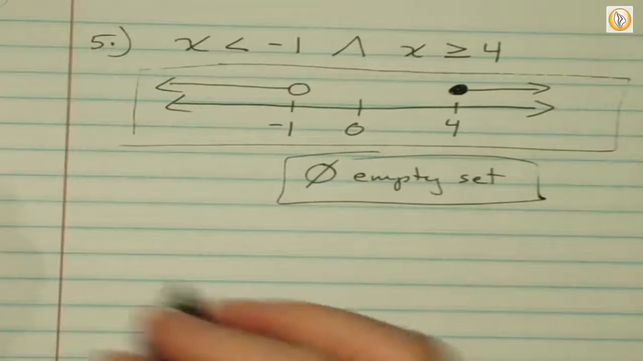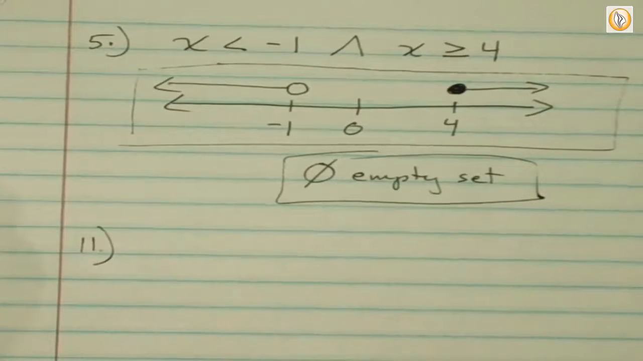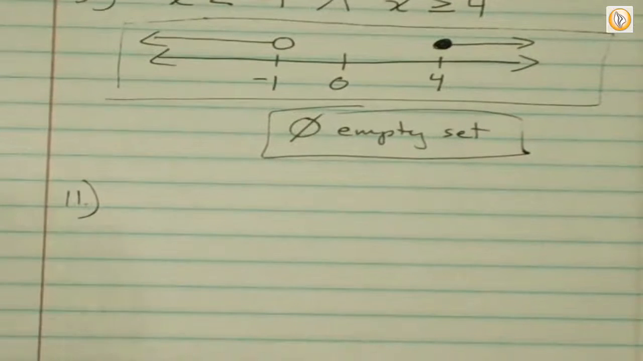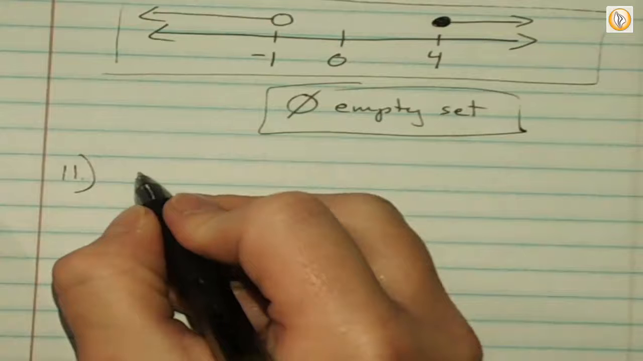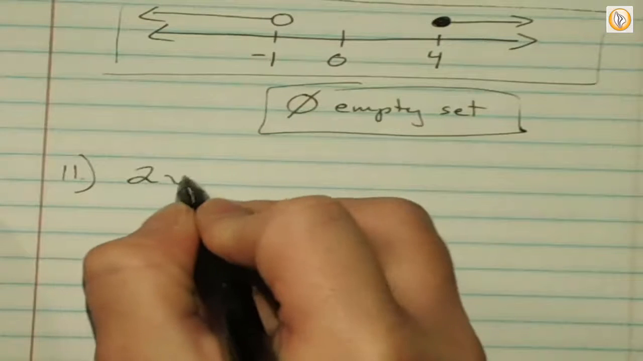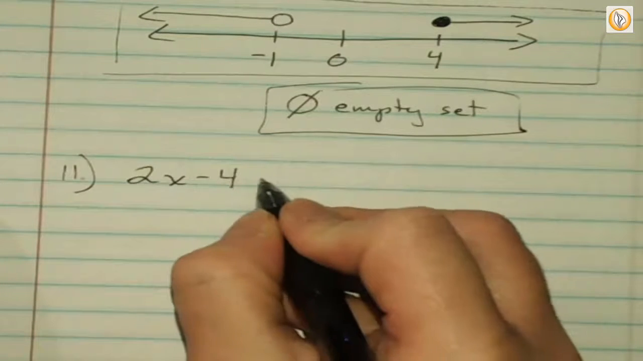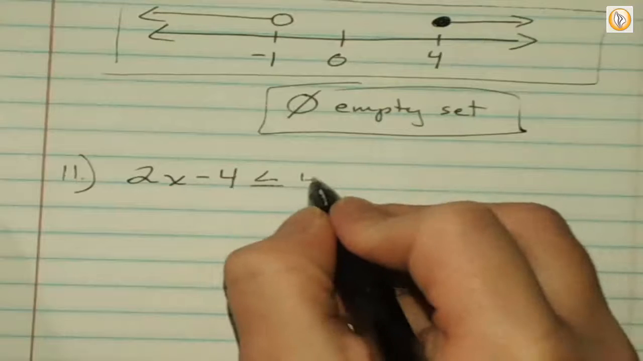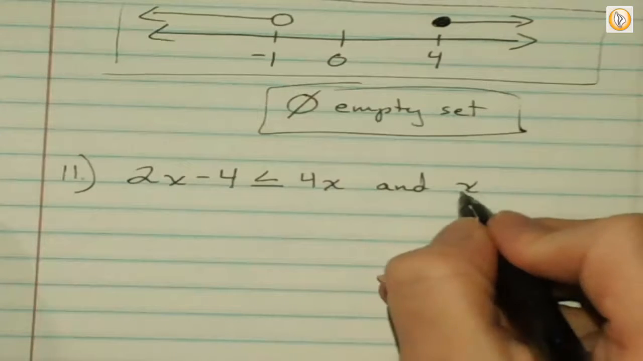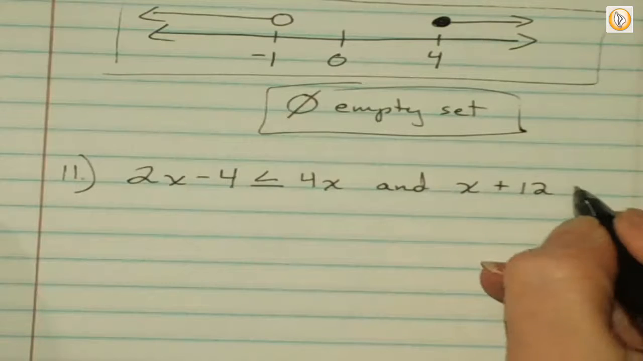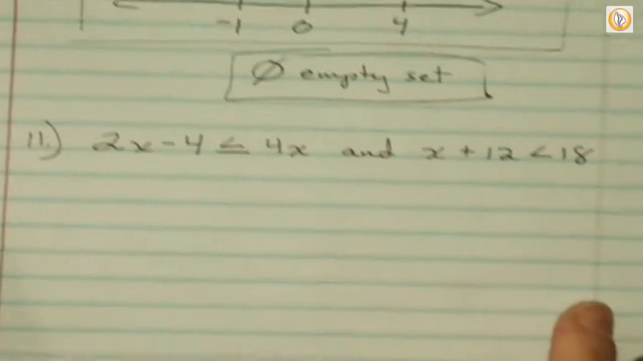All right, number 11. Now it says solve, express the answer as an inequality statement or the empty set. So let's do a hard one. 2x minus 4 is less than or equal to 4x. And x plus 12 is less than 18.